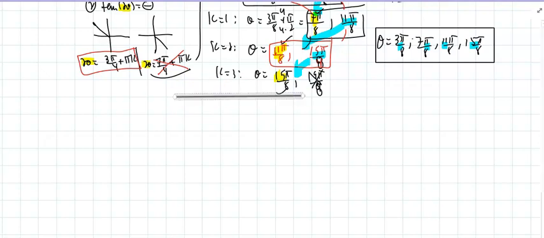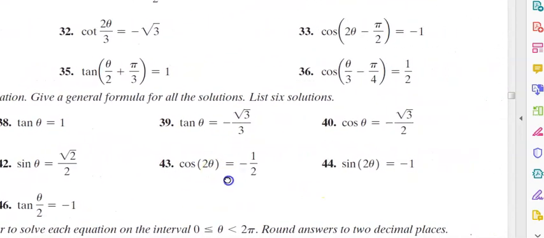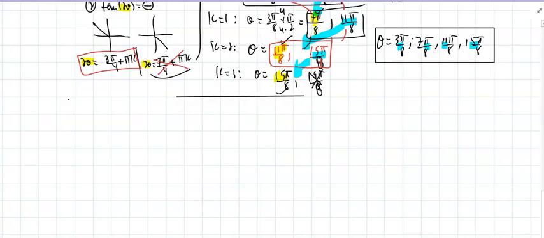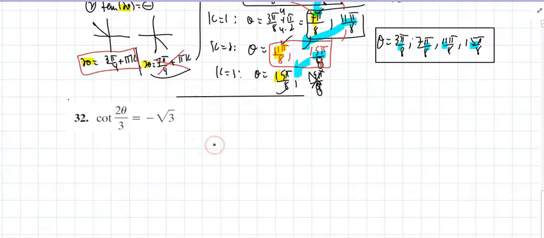Let me do another problem. If I pick a problem like number 32, that would be deformed, not your standard graph. Graphically, this is a lot of work. Algebraically, we should be able to get this very quickly and efficiently. 1, what is the reference angle? The cotangent of which angle gives me radical 3? That would be a reference angle of pi over 6 or 30 degrees.